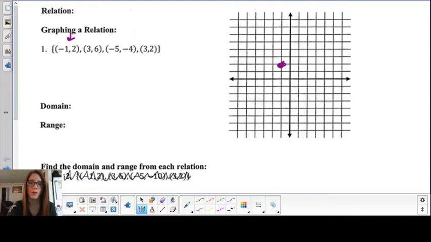Next, again starting at 0, 0, I'm going to go to the right 3, 1, 2, 3, and up 6. 2, 3, 4, 5, 6. That's the second guy. Okay, I'm going to start back at 0, 0, go to the left 5, and then down 4. Again, start back at 0, 0, go to the right 3, and up 2.